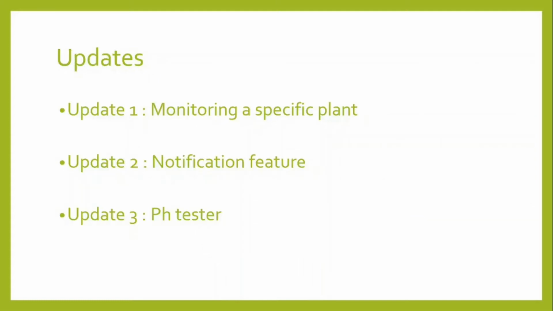In this video, we are going to focus on three major updates that we implemented to our system. Update 1 is monitoring a specific plant. We are going to monitor a kidney bean plant. Update 2 is we are going to implement a notification feature. We are going to send notifications through SMS. And update 3 is we are also going to monitor the pH value. Let's move forward and see how these things are done.